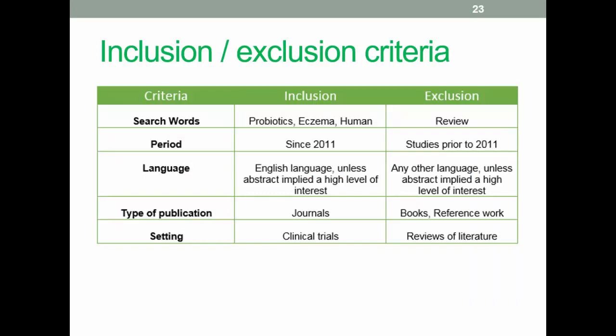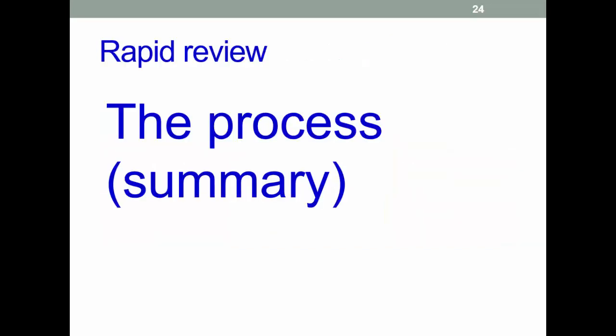Here are some examples from a C&D rather than a sports nutrition perspective. Again, you will need to document and include your inclusion and exclusion criteria as part of your methodology. There's a not bad example of how to do that.